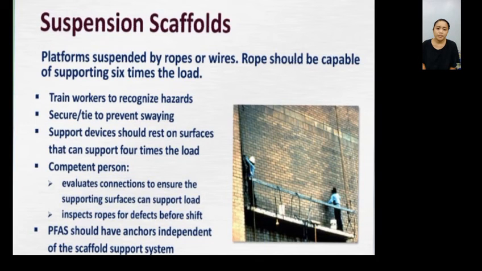Suspension scaffold. Platform suspended by ropes or wires. Rope should be capable of supporting 6 times the load. Train worker to recognize hazards. Secure tie to prevent swaying. Support devices should rest on surfaces that can support 4 times the load.